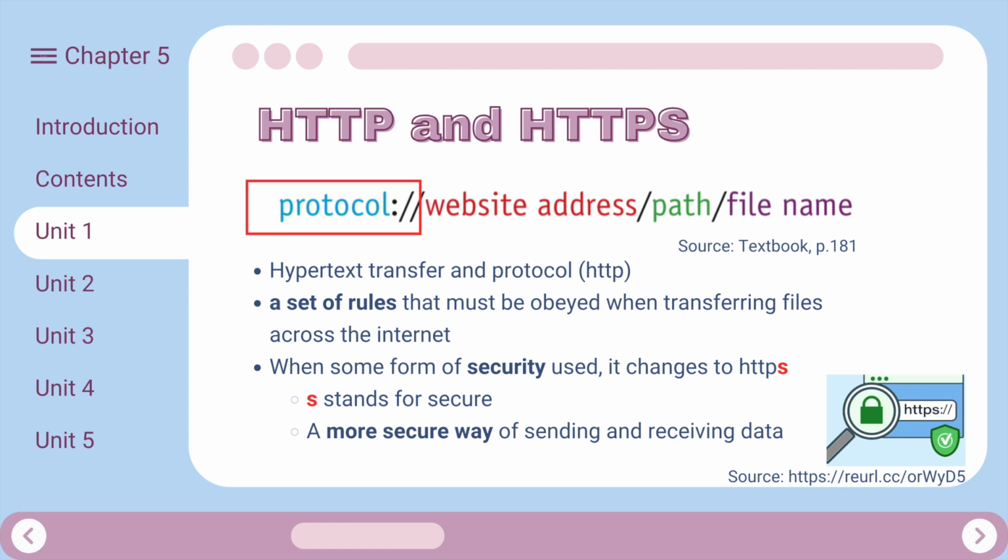S stands for secure. When some form of security, for example SSL or TLS, is used, HTTP will change to HTTPS, which means a more secure way of sending and receiving data across a net. When using HTTPS, you will often see the green padlock in the status bar as well, and it is highly recommended to use HTTPS rather than HTTP since it's much more secure.